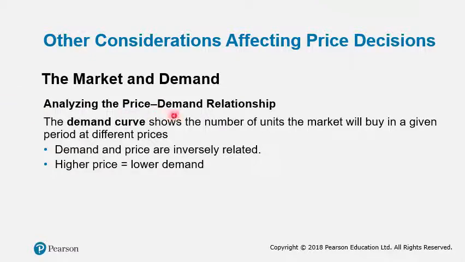Next, analyzing the price-demand relationship, you might look at the demand curve, which shows the number of units the market will buy in a given period at different prices. So this is what I told you just now: higher demand at lower prices, and higher prices at lower demand, because there is a negative relationship between demand and price. If demand goes up, price is typically low, and if price is high, demand is typically low.